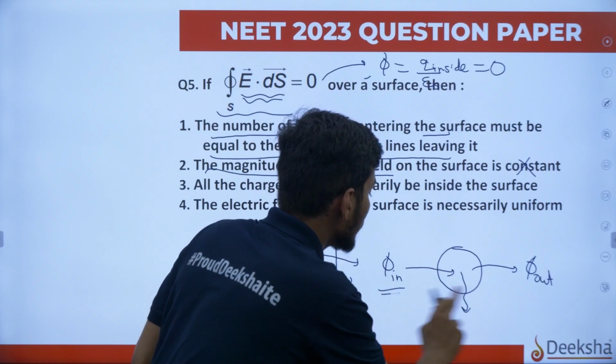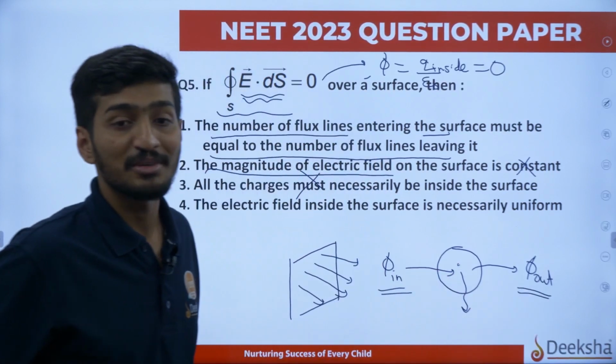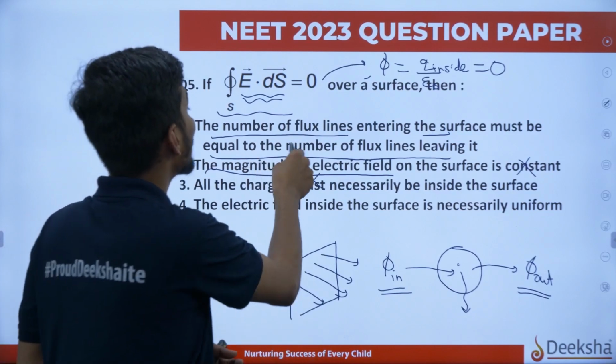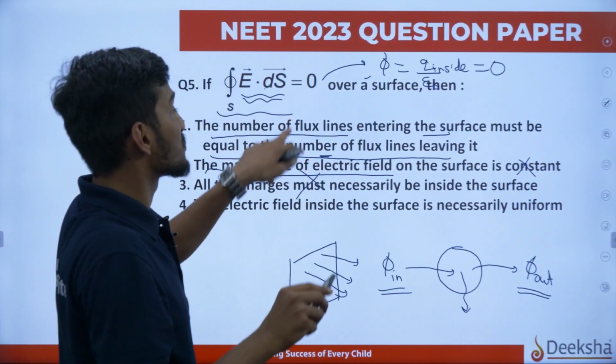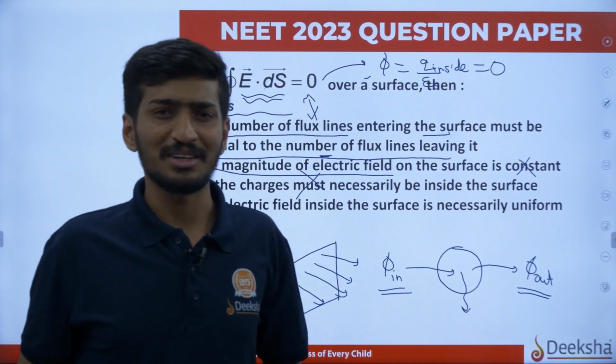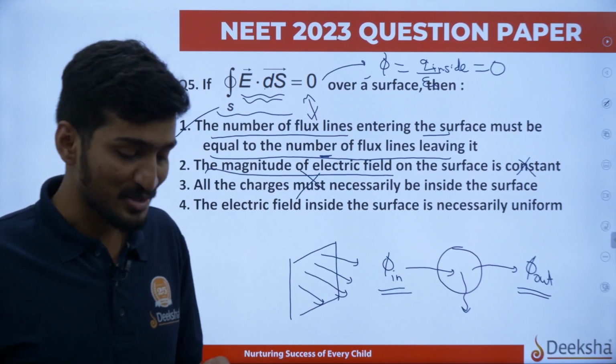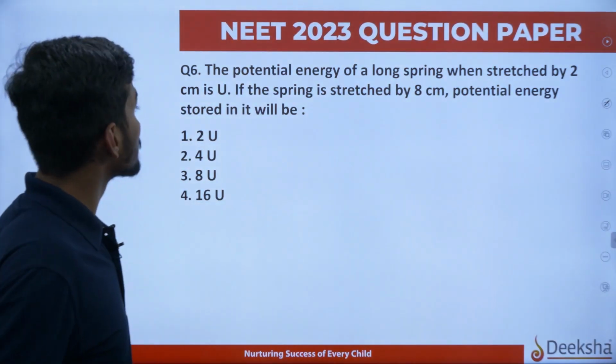If the flux coming in and out is the same, that means there is no charge here, so the surface must not have any flux. So this checks out. Option A checks out, and that should be the correct answer. Okay, a simple theoretical question. If you have read this theory, you should know the answer. Option number 1. Let's move on.